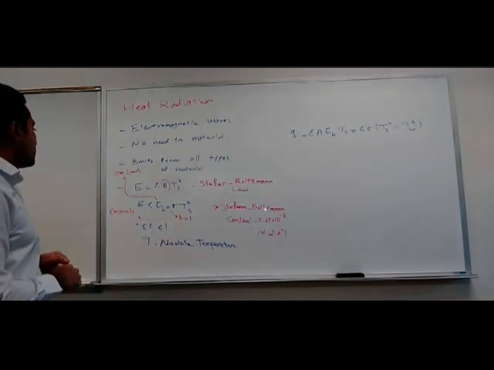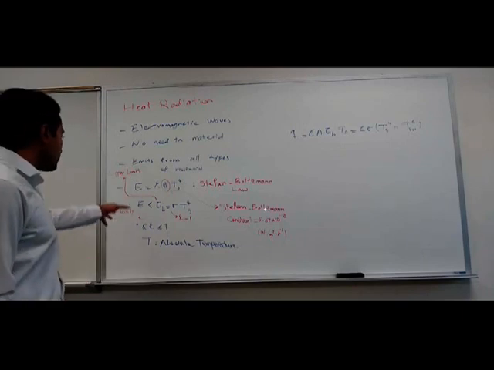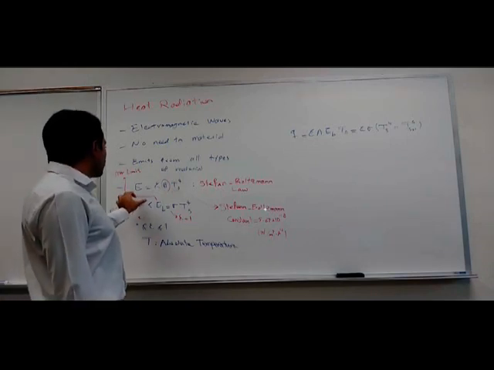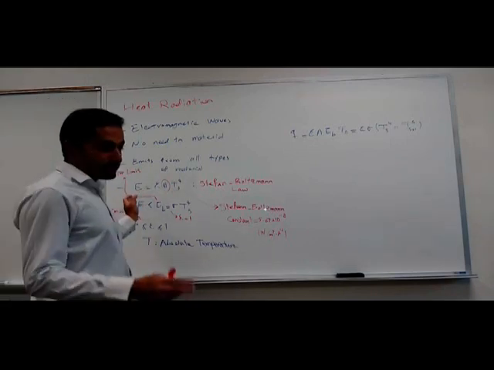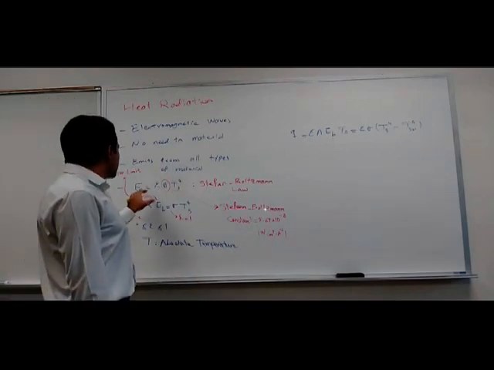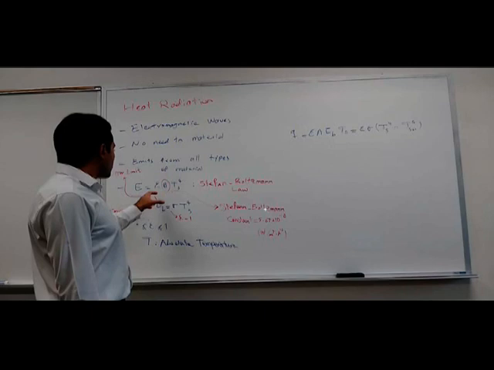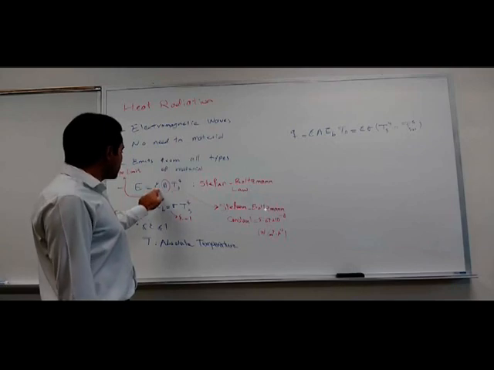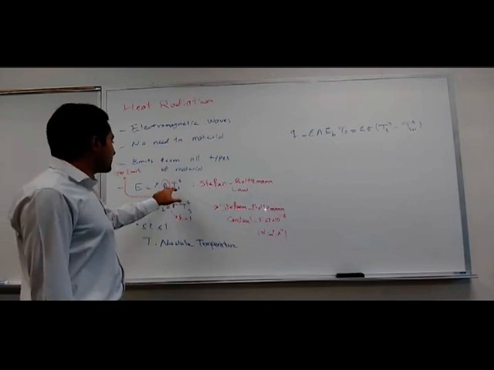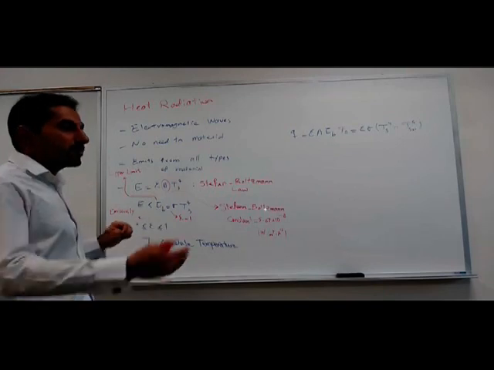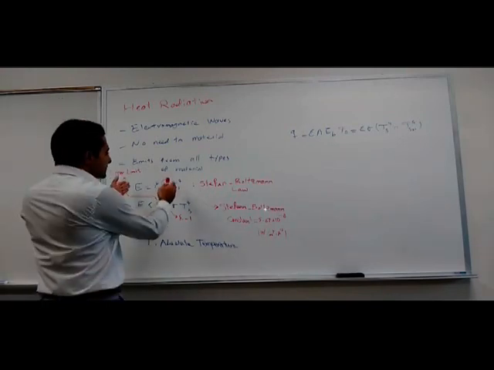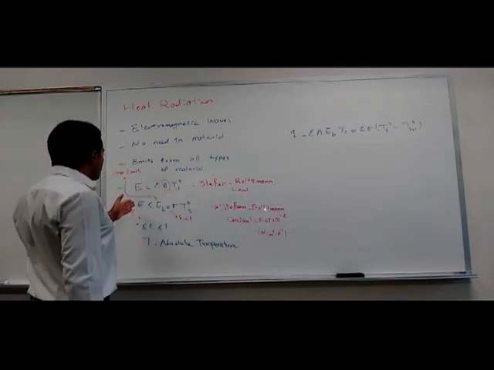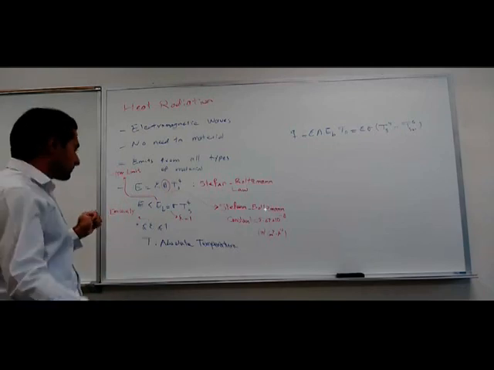To calculate the radiation mode of heat transfer, we need to define some different parameters. I wrote all of them here. First of all, we need to know that the emissive power of a surface or of a material is equal to the Stefan-Boltzmann constant and emissivity times the temperature of the surface to the power of 4.